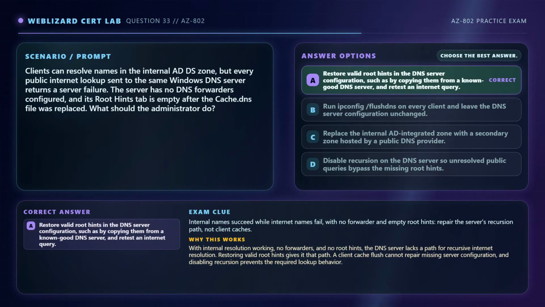A client cache flush cannot repair missing server configuration, and disabling recursion prevents the required lookup behavior. Internal names succeed while internet names fail, with no forwarder and empty root hints. Repair the server's recursion path, not client caches.